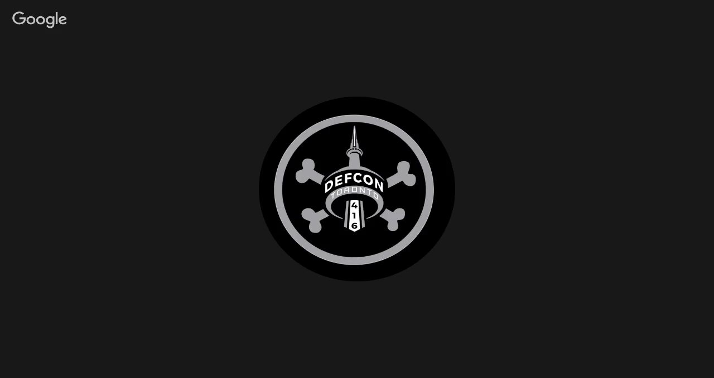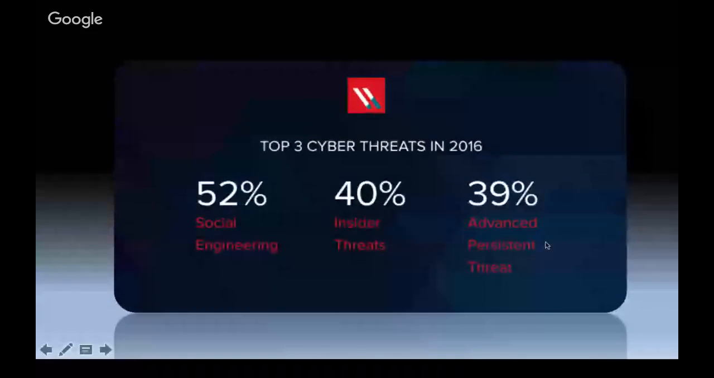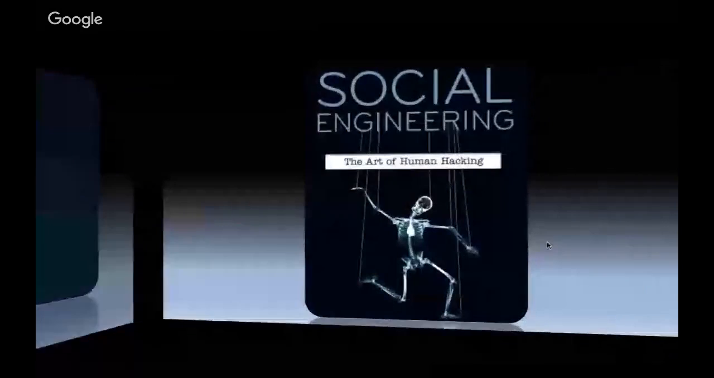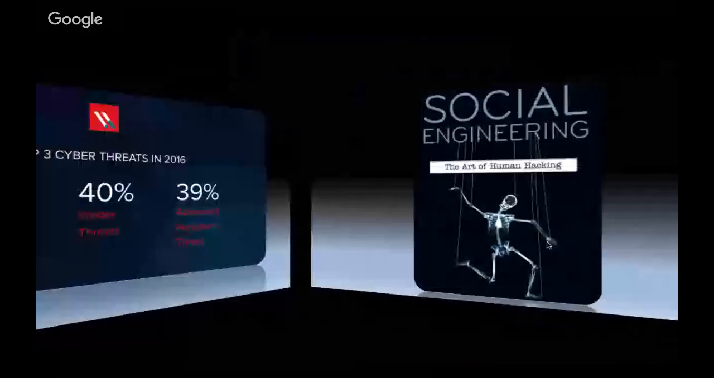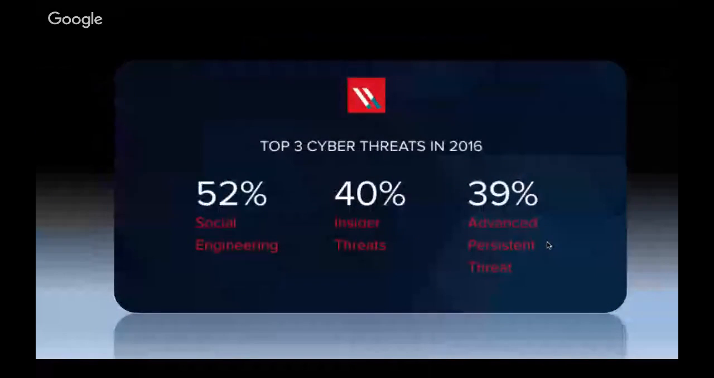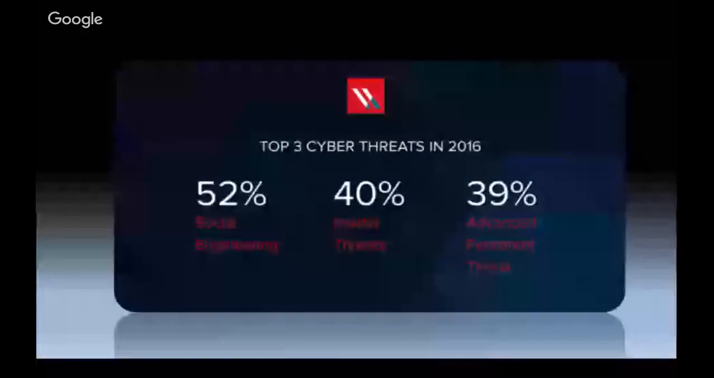39% advanced persistent threats. That's gone down. That used to be a huge one, right? That used to be a massive one, but it's gone down. And why has that one gone down and social engineering taken over? Because people are stupid. It's easier. People are stupid. Exactly.